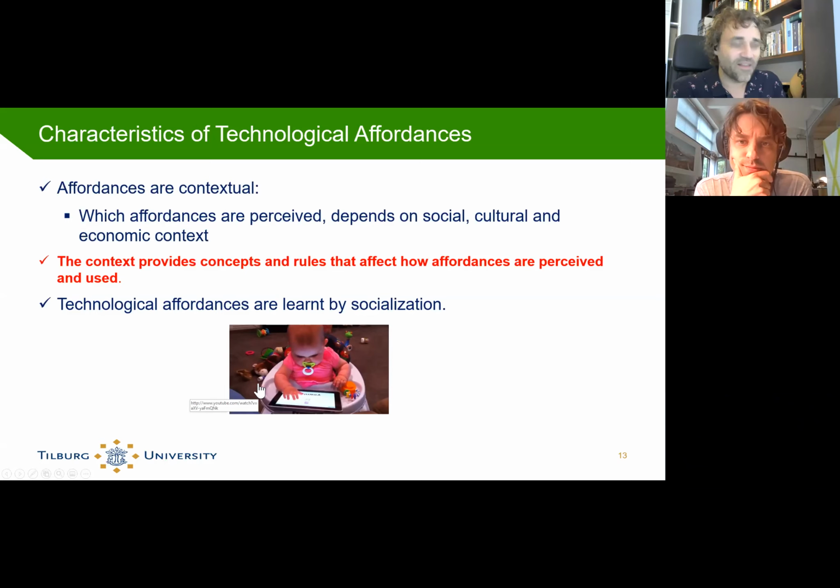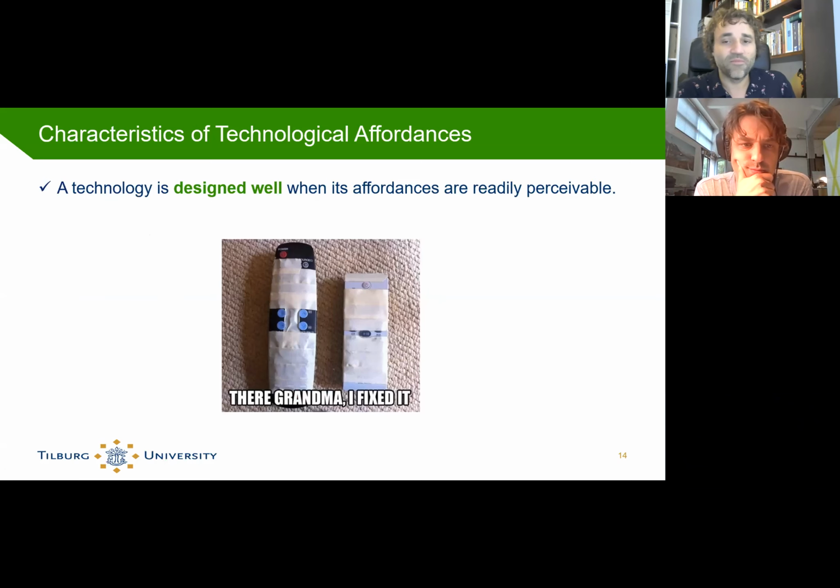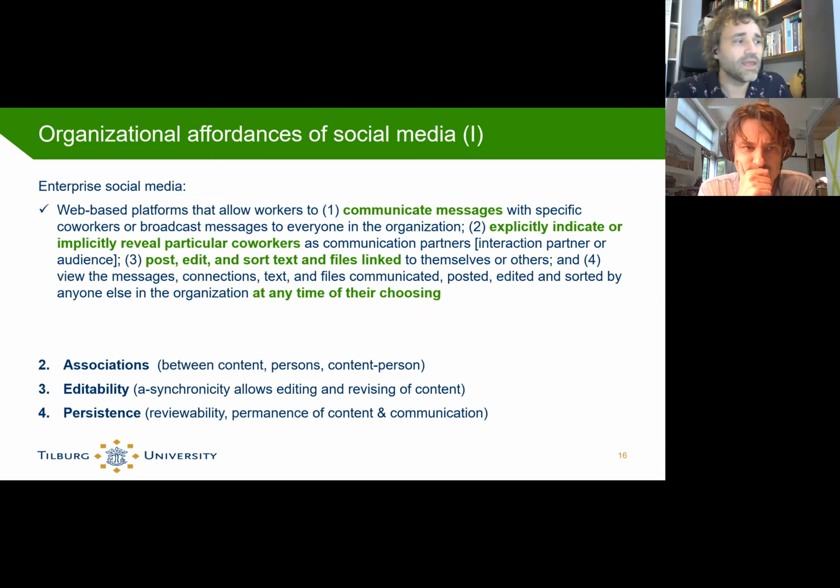And that's pretty much the same for finding technology designed well, which is affordance already perceivable. When it's obvious what you can do with it, it's designed well. But that's the same with social media. And I think the paper by Treem and Leonardi is very useful for that.